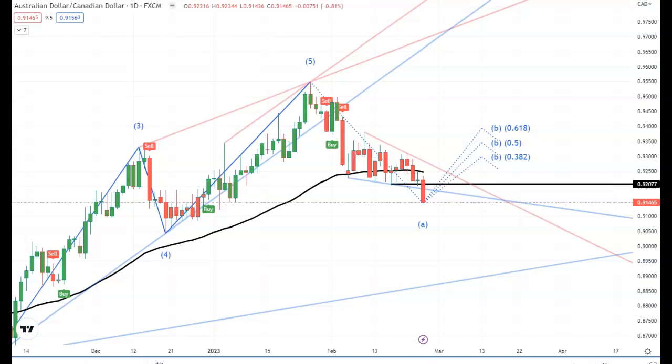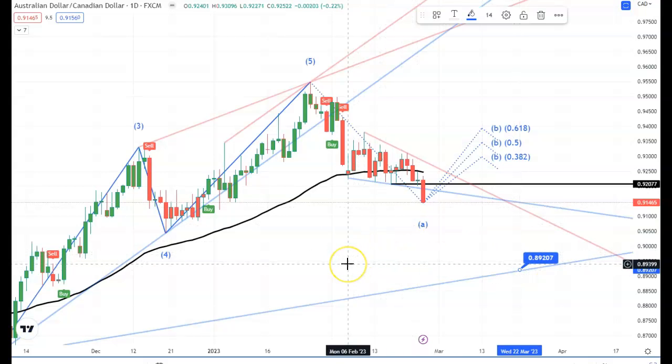Aussie Canadian week. I know some of you have sold this. Congratulations. So there was a sell signal here after a wave 5 and a break of the trend line as well. Now it's broken the 50-day moving average, so it's likely to be continuation. It's predicting a little bit of a pullback. Not convinced of that. But I think the price will head for 0.8920.